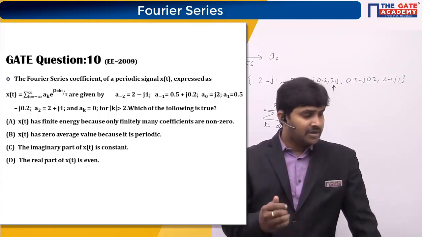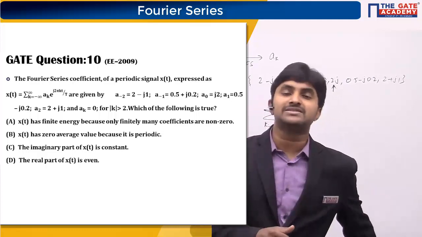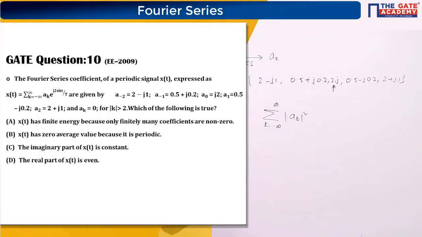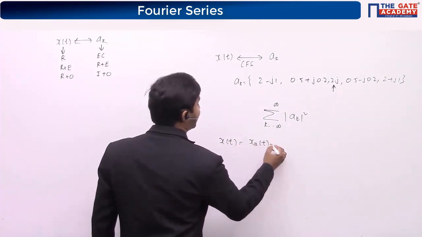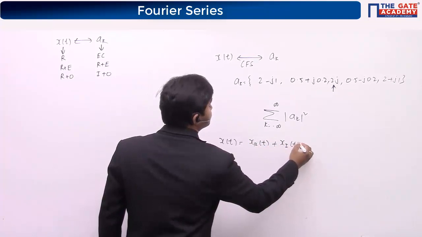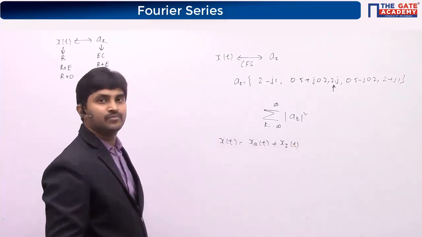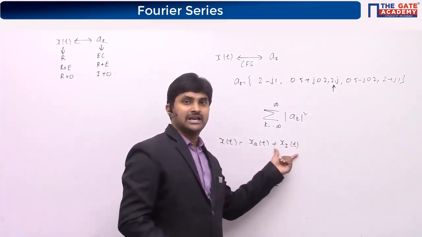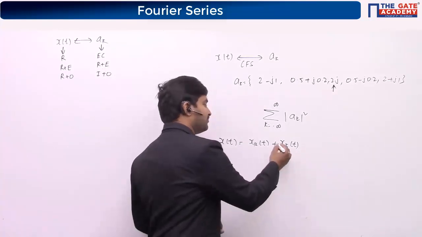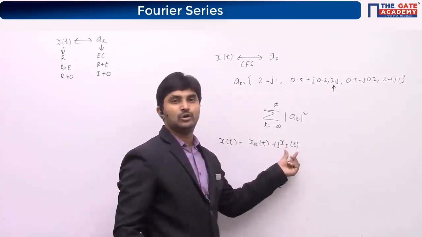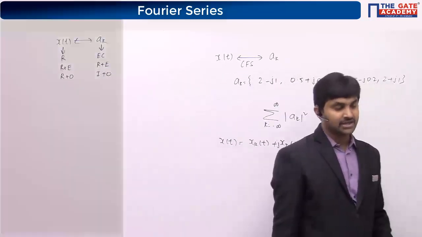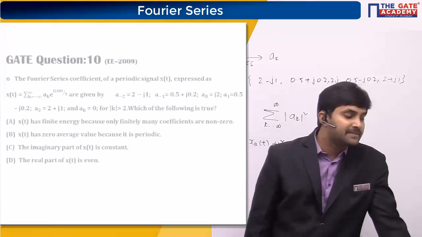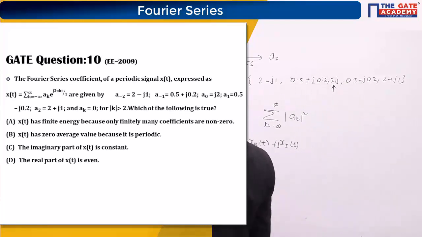Option C: the imaginary part of x of t is constant. If your signal x of t has two components, a real component and an imaginary component, the third option claims that xi of t, the imaginary component, is going to be a constant. We have to look into it. The last statement is that the real part of x of t is even.